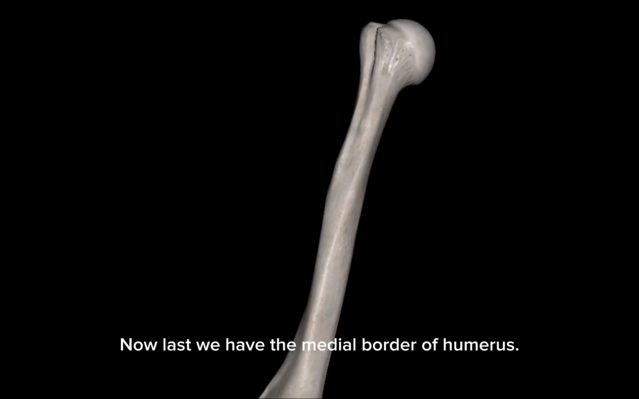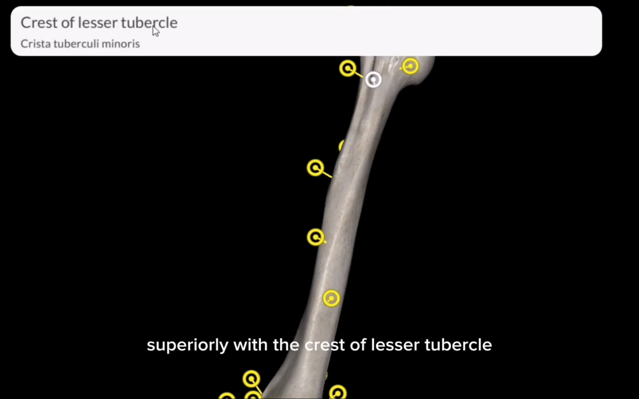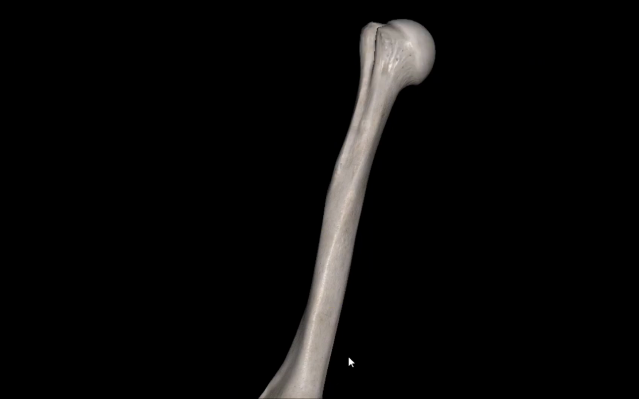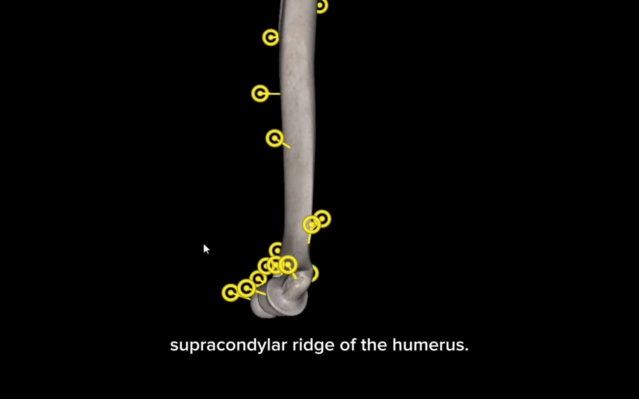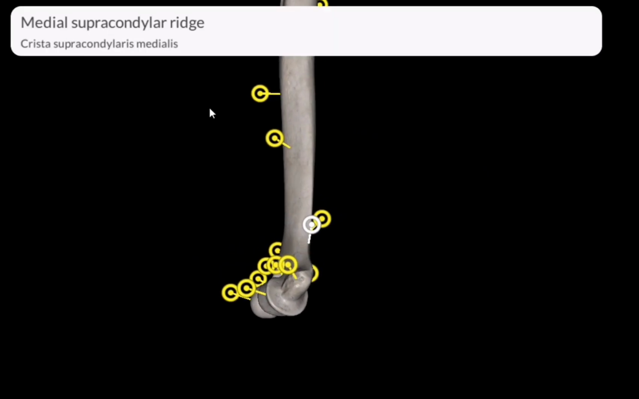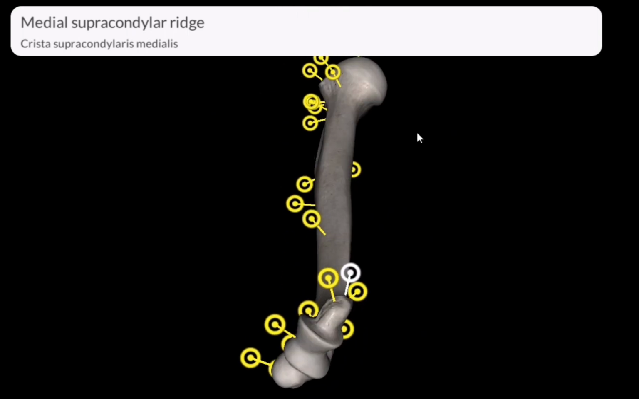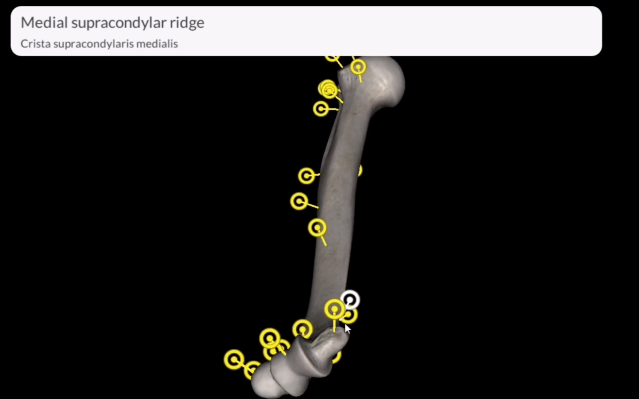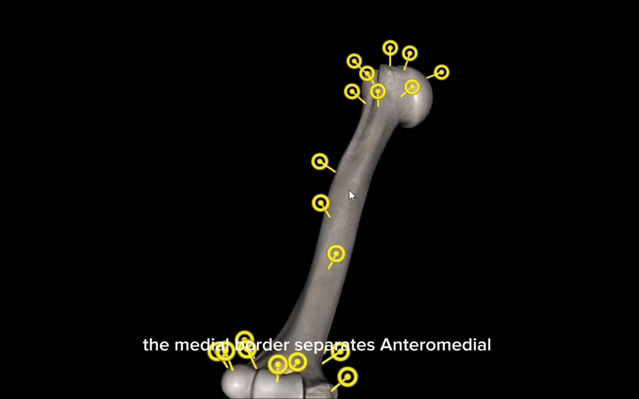Now last we have the medial border of the humerus. It is continuous superiorly with the crest of the lesser tubercle and inferiorly with the medial supracondylar ridge of the humerus. Now this one you can see is the medial border. The medial border separates the anteromedial and posterior surfaces of the humerus.